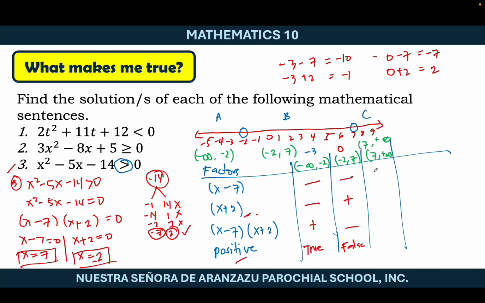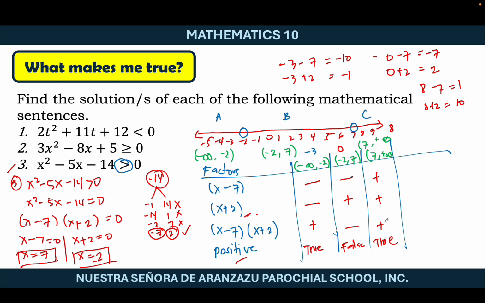Okay. Next, in between of 7 and positive infinity, so let us try 8. So, 8 minus 7 is equal to 1. So, positive yon. Then, 8 plus 2 is equal to 10. That is also positive. Same sign sila, so ang result is positive. And that is true. Okay?